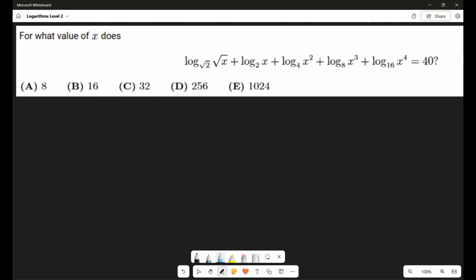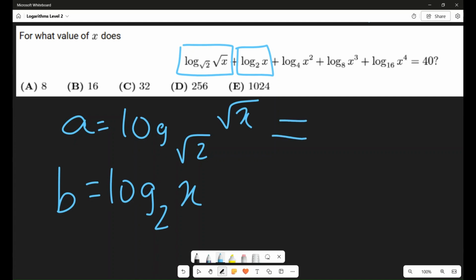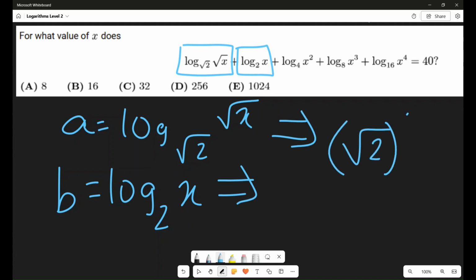So let's try to first relate this term to this term, right? We're just going to take the first two terms and try to relate them. So let's say a is equal to log base root 2 of root x, and say b is equal to log base 2 of x, right? So now when we convert these into exponential form, we get root 2 to the power of a equals root x. We get 2 to the power of b is equal to x.